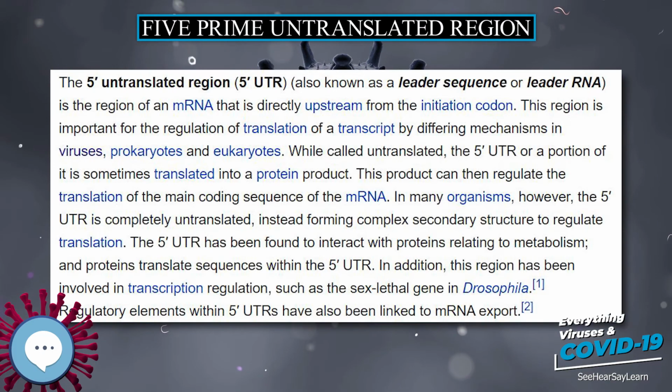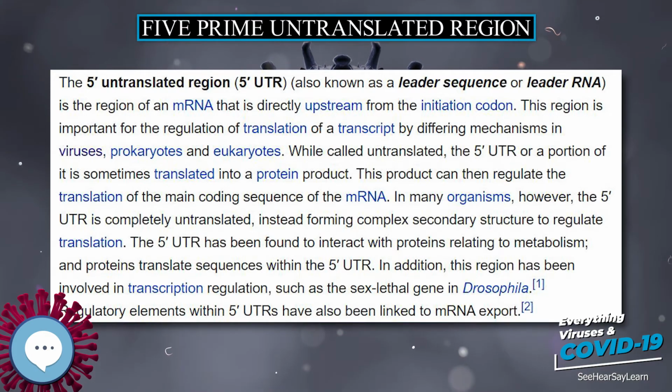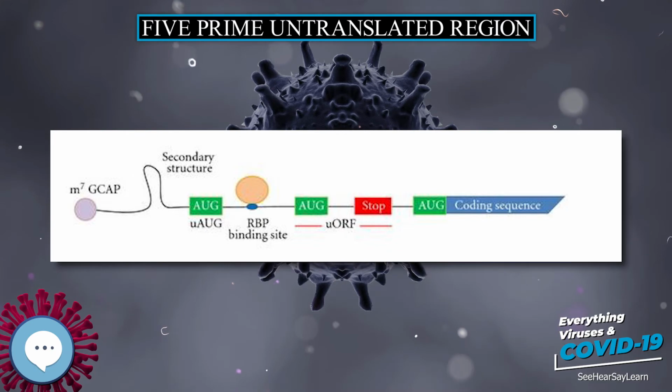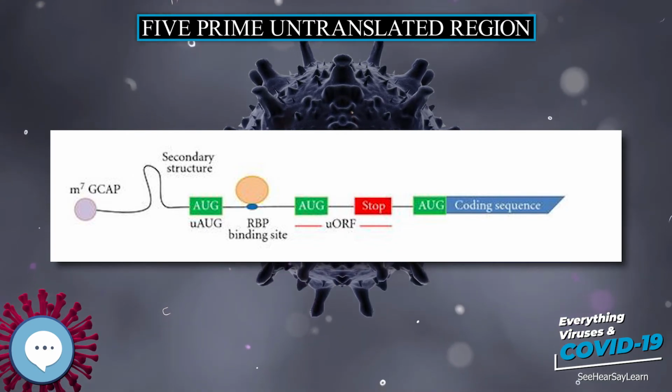Closed-loop regulation. Another important regulator of translation is the interaction between 3' UTR and the 5' UTR. The closed-loop structure inhibits translation.